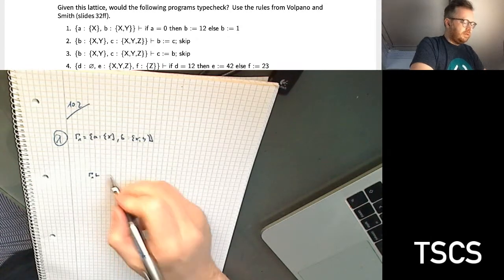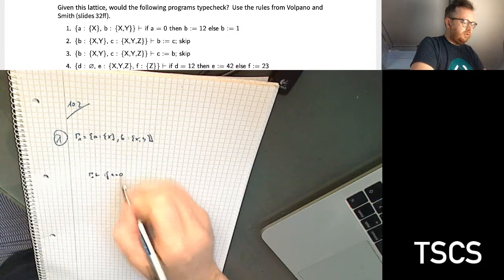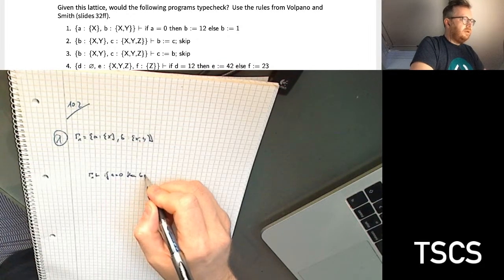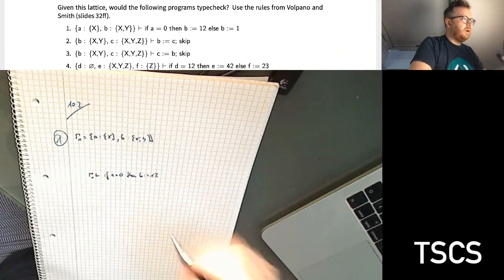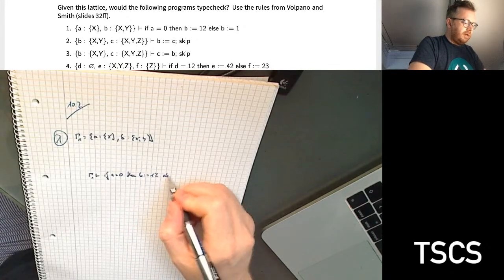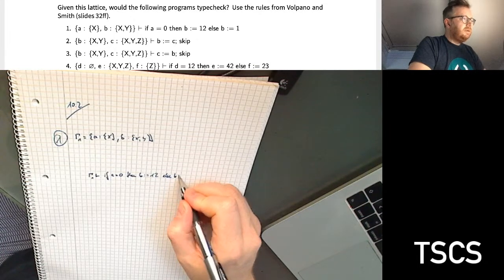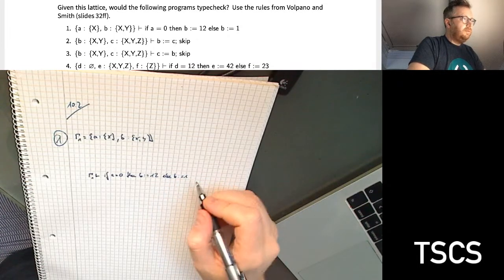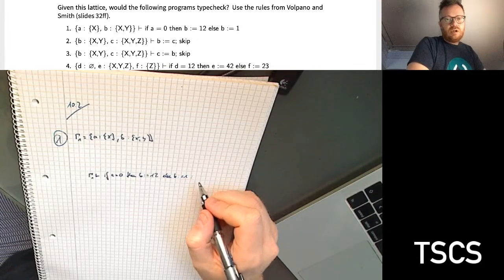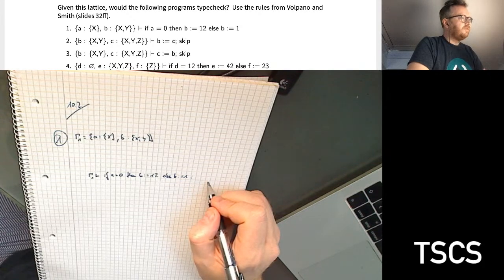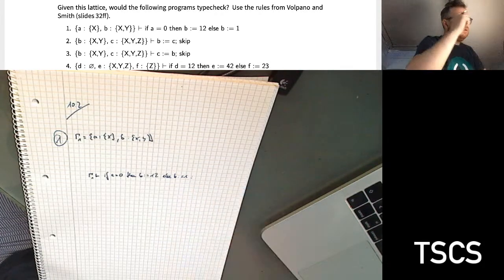And the thing we needed to type check is, under the assumptions of gamma 1, does it hold that if A equals 0, then B is assigned 12, else B is assigned 1, and this all needs to be typed. So what is the outcome type of this?